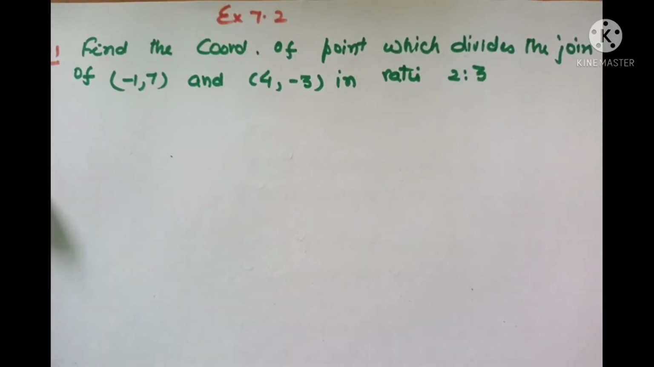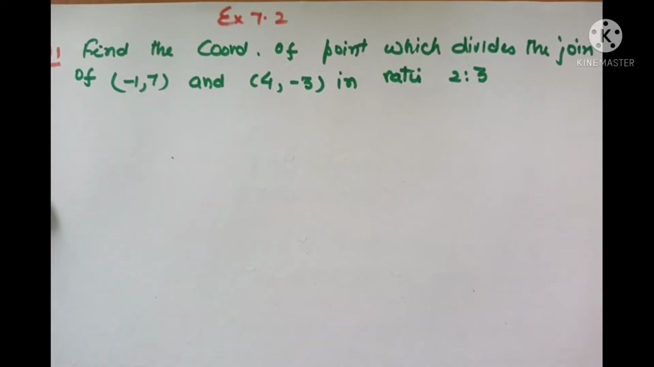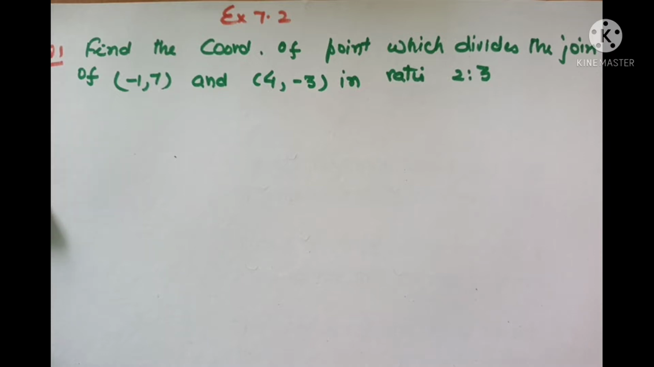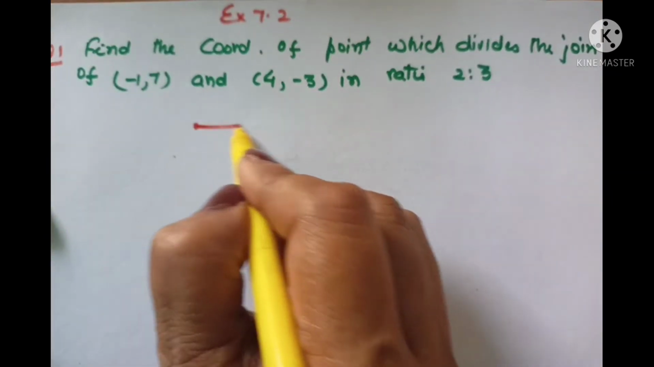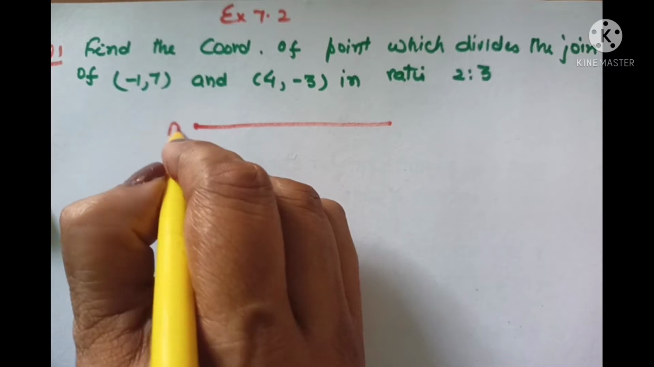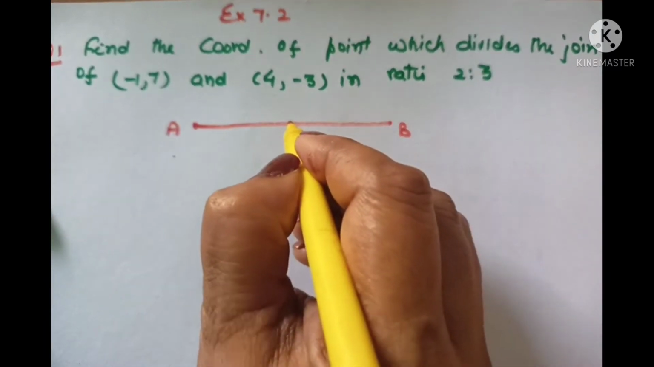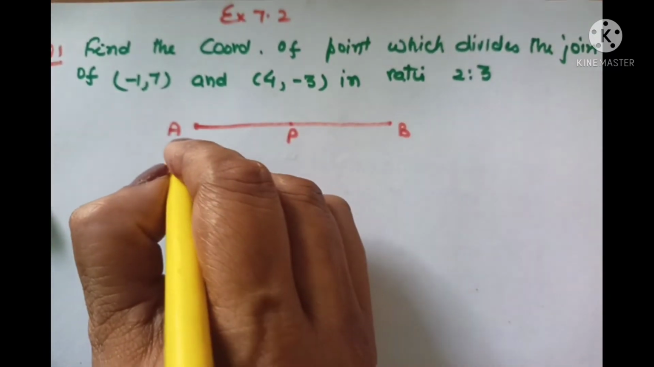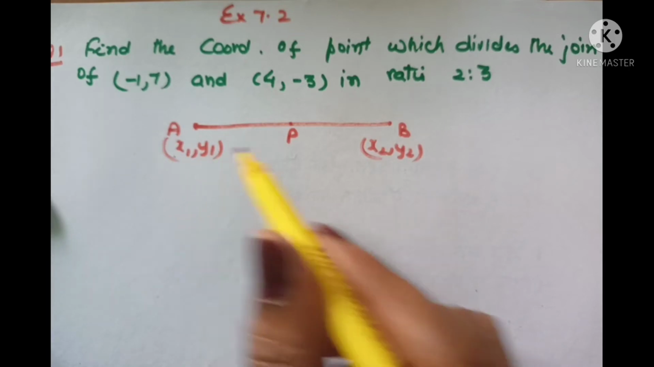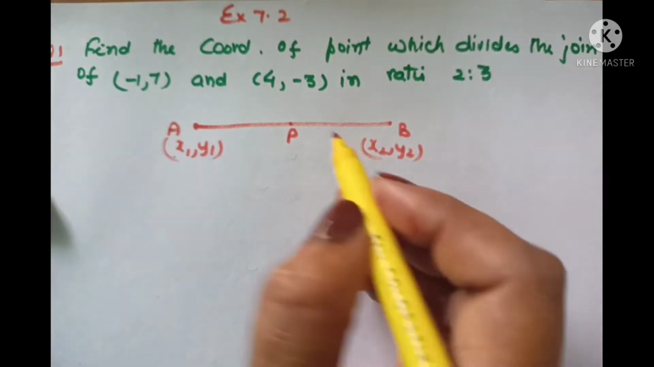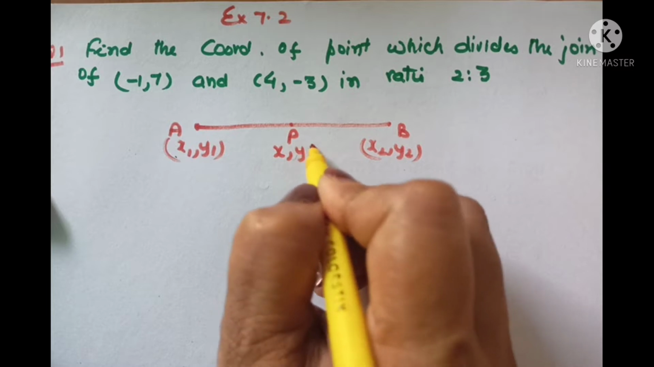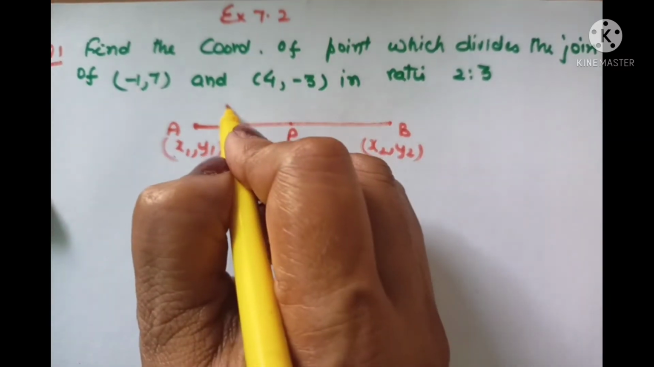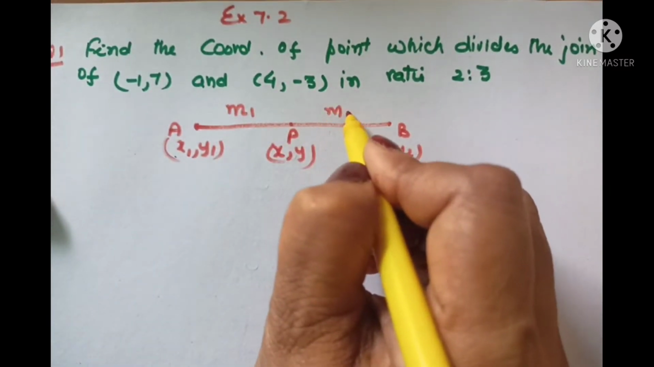To start with exercise 7.2 based on section formula, let me first quickly explain what the section formula is. When the line joining two points A and B is divided by some point P in a given ratio. Say x1, y1 is point A, x2, y2 is point B, and let point P be x, y, and let the ratio be m1 and m2.